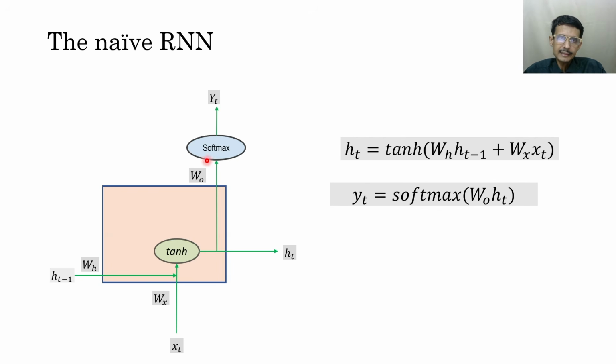Now, this is the Mealy-Moore structure. The same thing: x_t comes with W_x, h_{t-1} comes with W_h, and h_t is formulated in this way. Then W_o is applied, and you get y_t. So this is the structure.